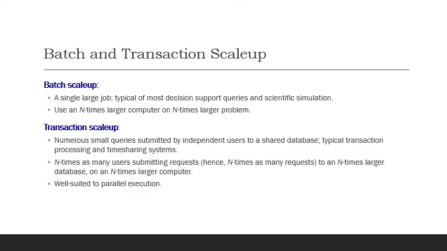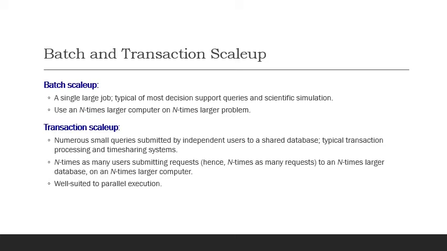There are two types of scale-up implementations: batch scale-up and transaction scale-up. Let's see batch scale-up. Batch scale-up is used where the size of the database increases and the tasks are large jobs. Here, the job's runtime depends on the size of the database. A single large job, typical of most decision support queries and scientific simulations, is of this type. Here, we use an n times larger computer on an n times larger problem.